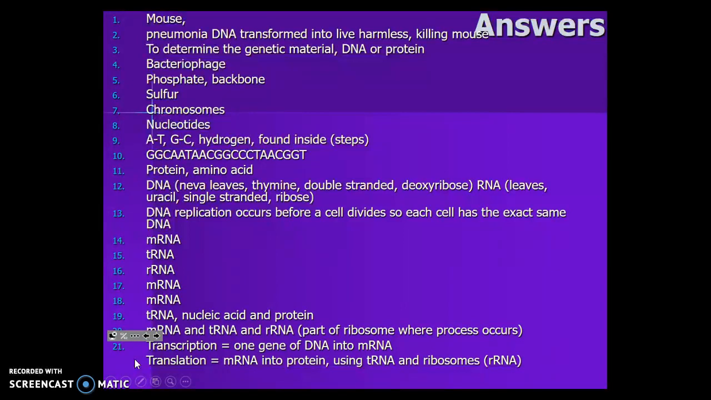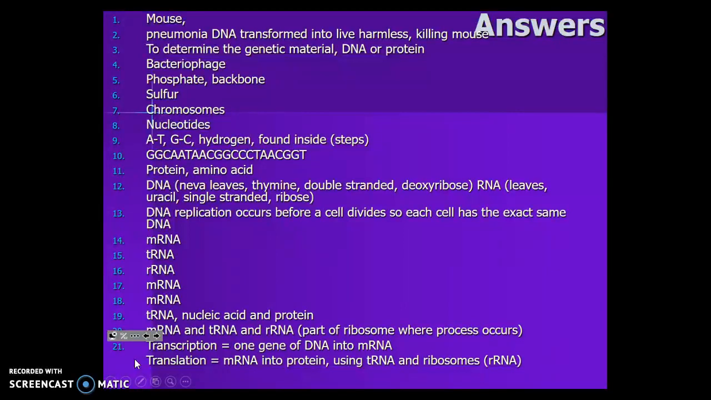And number 11, DNA codes for proteins. That is essentially how organisms are different, is really by what proteins their DNA sequence code for. The monomer for a protein is an amino acid. Number 12, great review. List 4 differences between DNA and RNA.